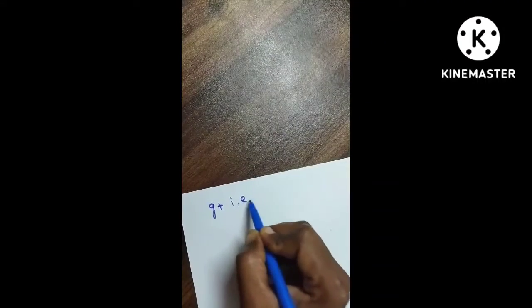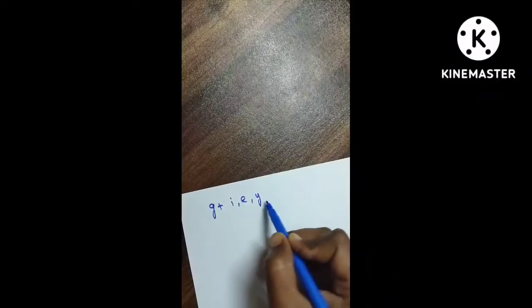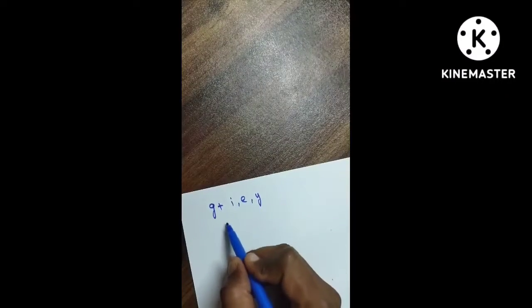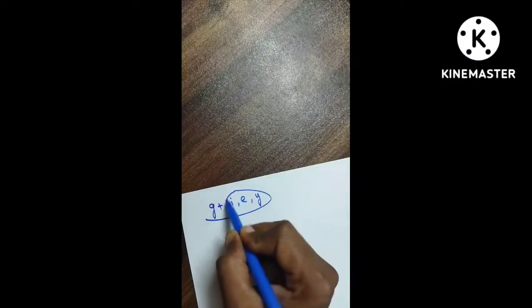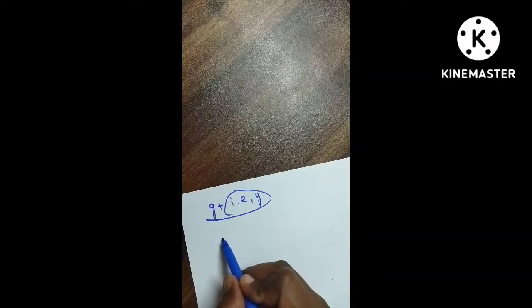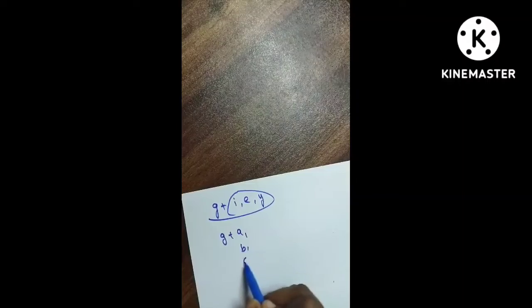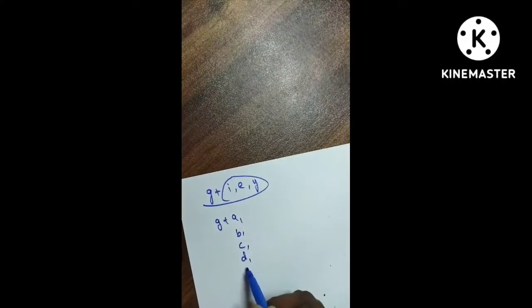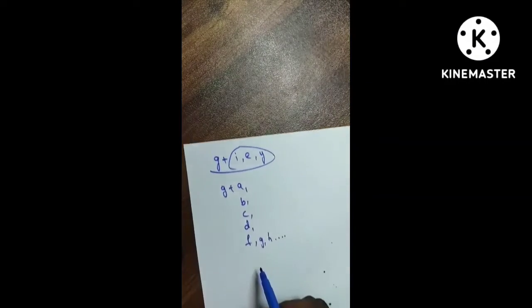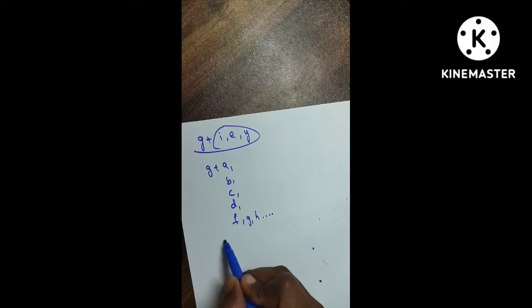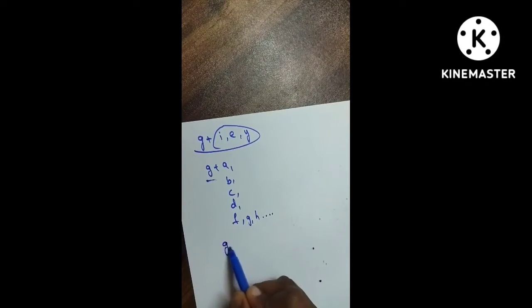except I, E, Y. After G, except I, E, Y, if any other letter is there, for example A, B, C, D, F, G, H, like that, any other letter, then that G makes the sound G. For example, let us see.